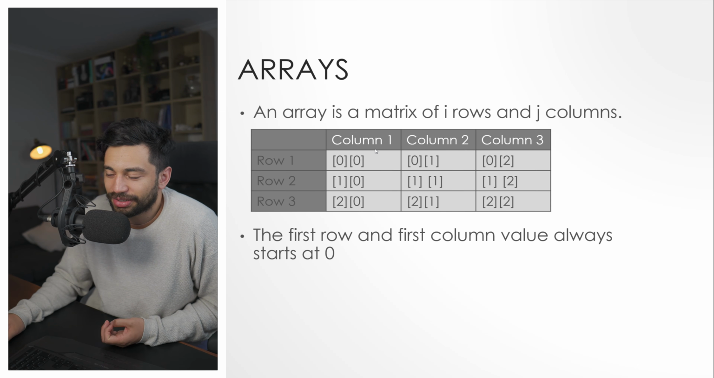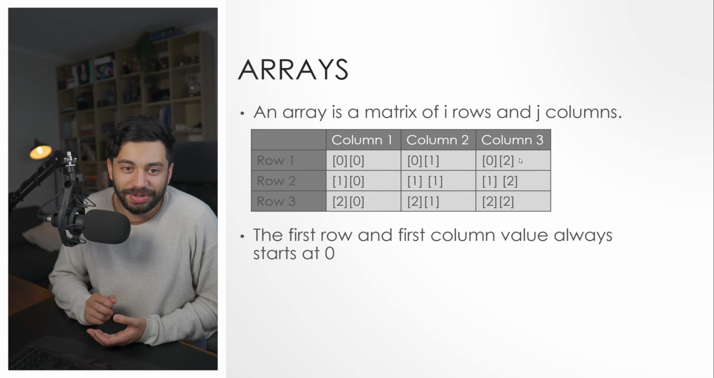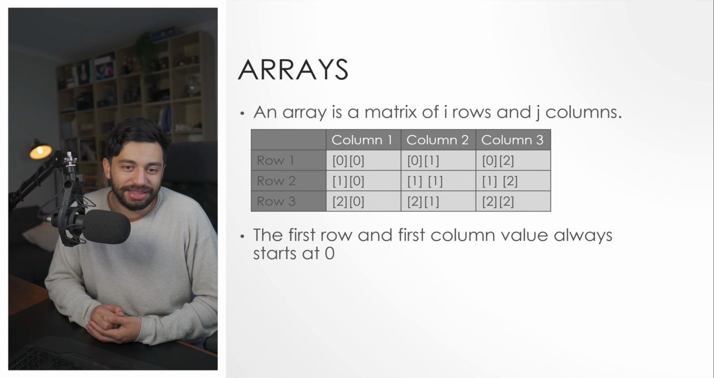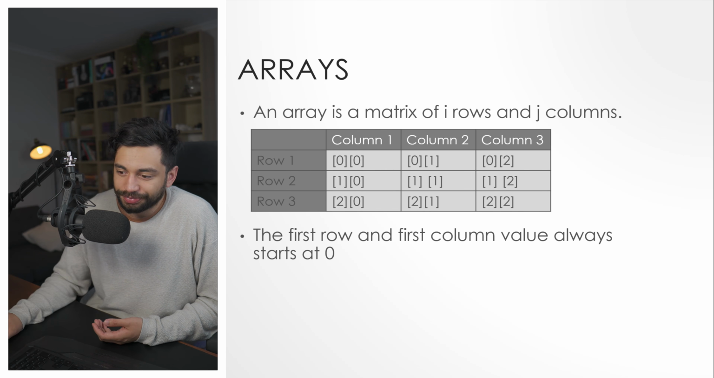Now, likewise, going along the columns, we've got again 0, 0, but then we've got 0, 1 and 0, 2, just to make things a little bit more complicated. However, that is how arrays are set up. We always start at the value of 0.